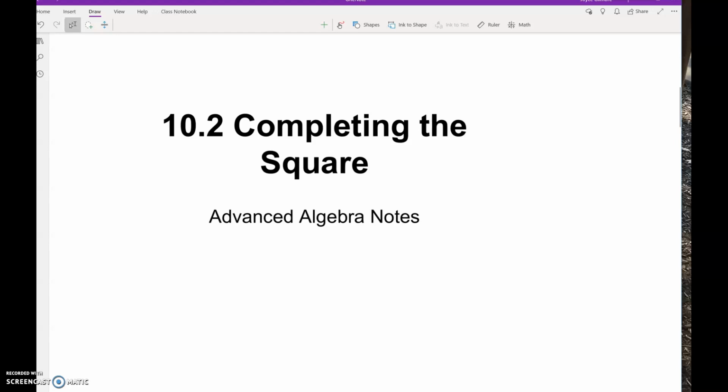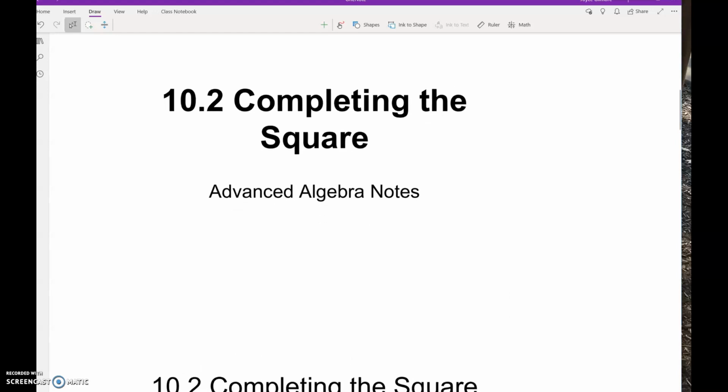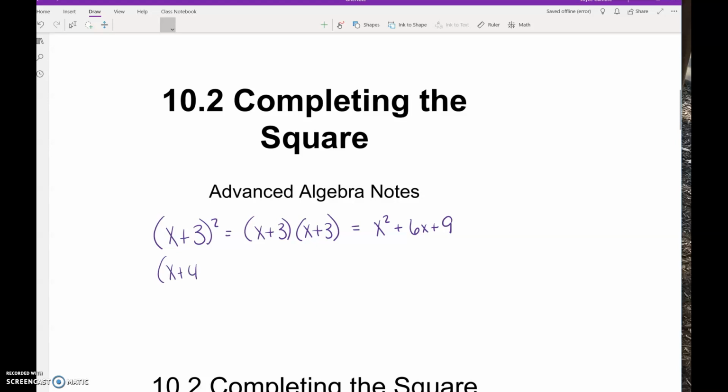Today we're going to cover completing the square. Before we get started on this, I want to remind you of something. If we have something like x plus 3 squared, that really means x plus 3 times x plus 3. And if we multiply that out, it becomes x squared plus 6x plus 9. If we have x plus 4 squared, it becomes x squared plus 8x plus 16.